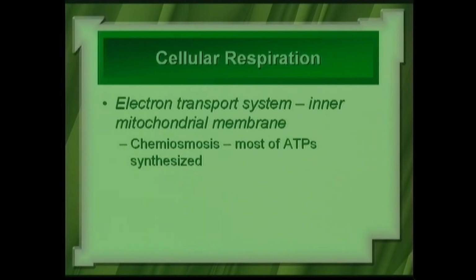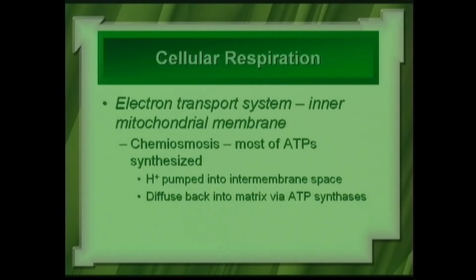So in chemiosmosis, most of the ATPs are synthesized, because you remember in glycolysis you only had a net 2 ATP generated, and in the Krebs cycle also very little. So during chemiosmosis, you have these protons pumped into the intermembrane space, the space between the outer membrane and the inner membrane of the mitochondrion, right?